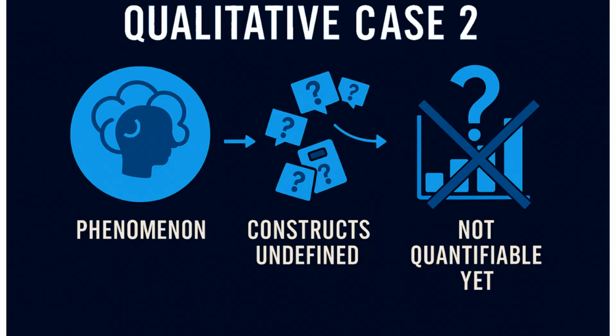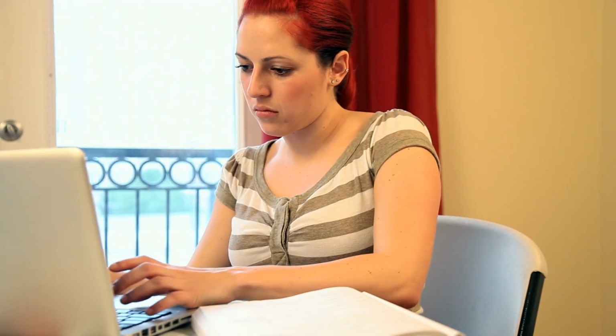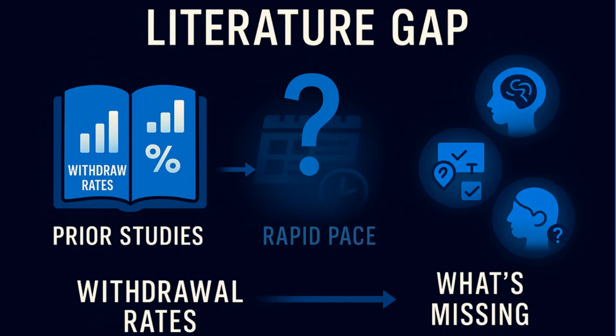A second qualitative case arises when a phenomenon cannot be meaningfully quantified because the constructs inside it have not yet been defined. Students in accelerated online courses often disengage early, but the field may not yet understand what aspects of pacing, cognitive load, or instructional scaffolding contribute to that disengagement. Prior studies may report withdrawal rates, but fail to describe how students experience the rapid pace, which parts of the course feel overwhelming, or how they interpret the scaffolds meant to support them.